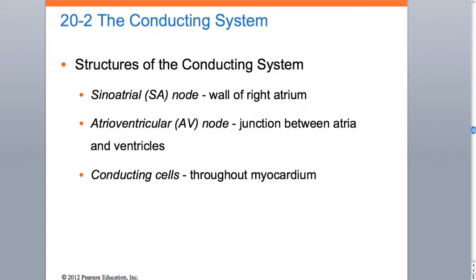Now we talked about the SA node, and now we're talking about the AV node. So where do I find the SA node? In the wall of the right atrium. Where do I find the AV node? Just between the areas of the atria and ventricle, where they both meet. So the junction between the atria and the ventricle.